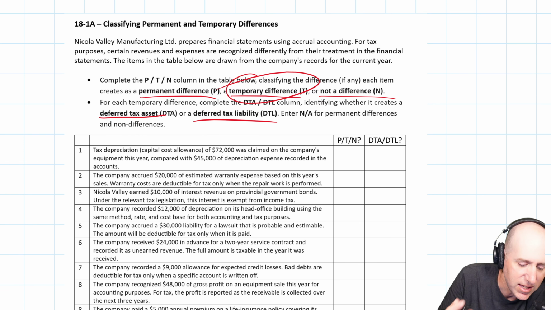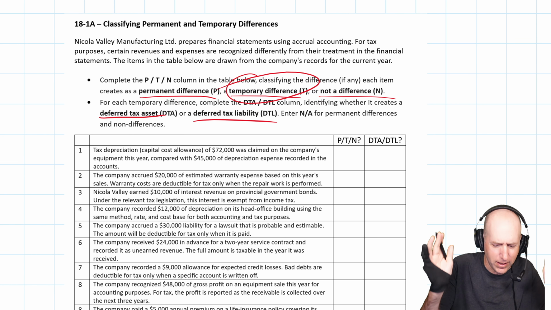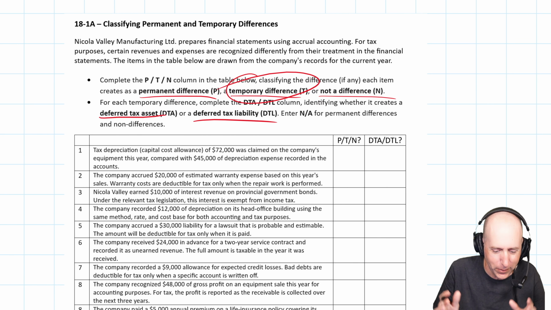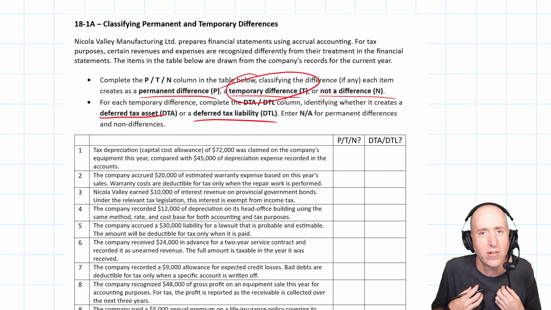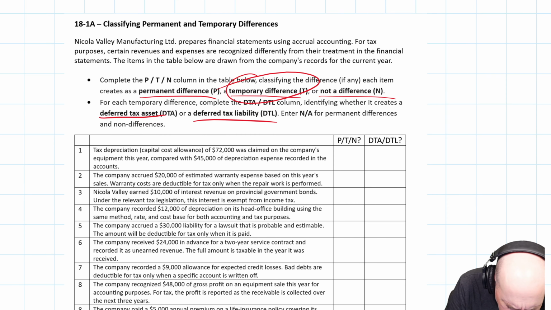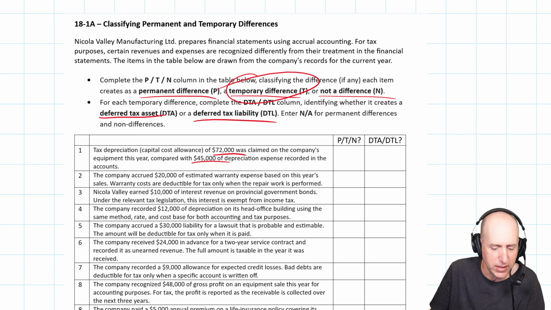Tax depreciation, CCA in Canada, I think it's called MACRS in the US. I don't know what it's called in every country in the world, but every country has a different name for it. Tax depreciation is often different from accounting depreciation, and it is here. Tax depreciation of $72,000 was claimed on the company's equipment this year, compared with $45,000 depreciation expense recorded in the books, in the accounting record.